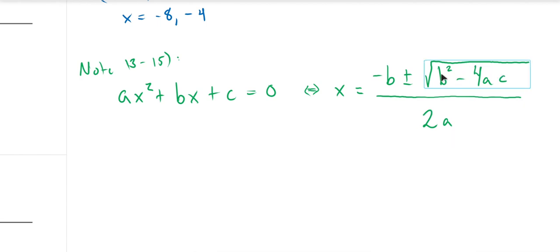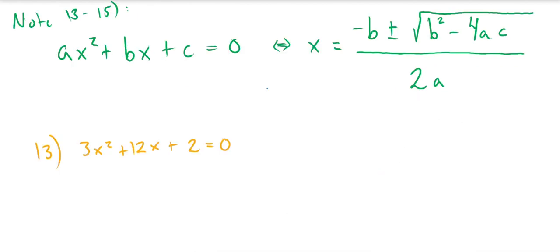Special emphasis should be placed on the b squared minus 4ac part, as that's going to tell us the kind of answer we're going to get, either 1 or 2 real numbers or a complex number if this is negative. So to use the quadratic formula to address problem number 13, we need to first set everything equal to 0 and then identify our a, b, and c. Here a is equal to 3, b is equal to 12, and c is equal to 2.